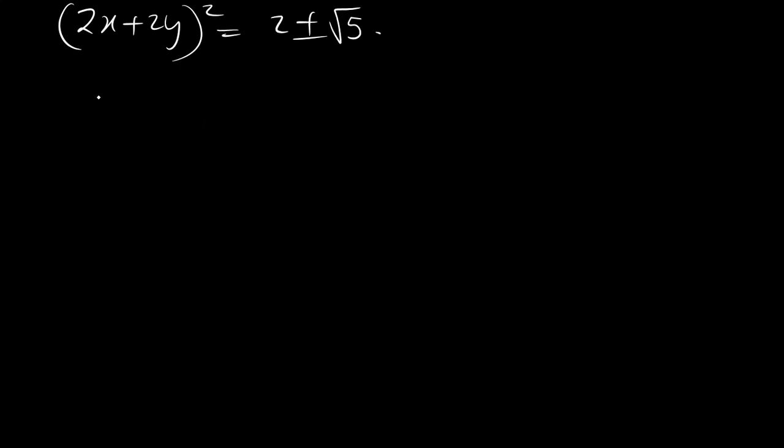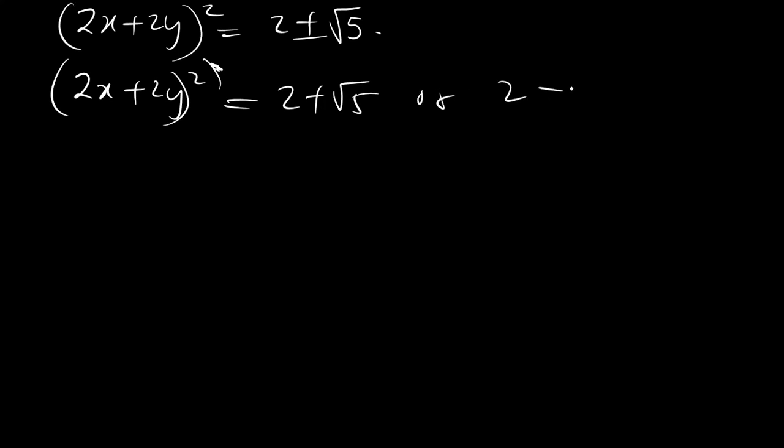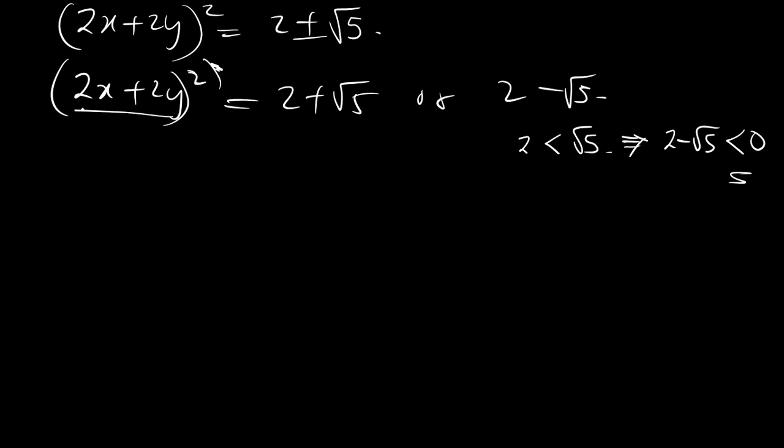Now (2x plus 2y) squared is equal to 2 plus the square root of 5 or 2 minus the square root of 5. When you look at this, you know 2 is less than the square root of 5. So that implies that 2 minus the square root of 5 is less than 0. So this is a negative value. There is no way you can square real numbers and still have a negative value. So this is not a solution. This is the only solution because this one gives you a positive value. If you square this, it gives you a positive value.